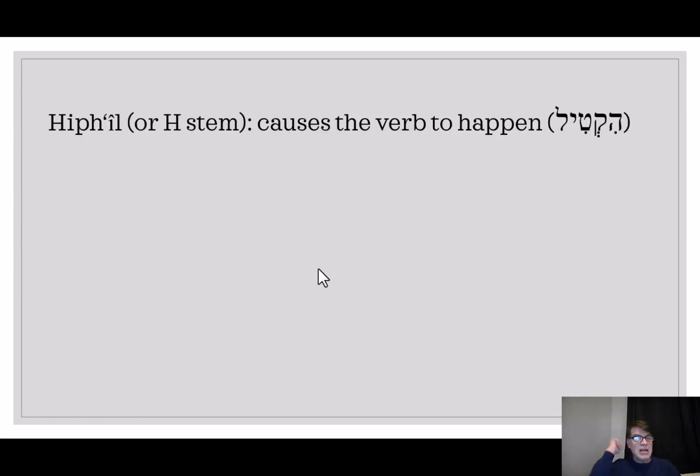The last two stems I want to highlight in this video, and again, these are just the perfect forms, is the hifil. We've seen this one. This is the causative stem. You cause to kill. We've already told you in previous videos that the key here is the hiric yod. That's the thing to look for. In the perfect, it also has an H on the front, and so calling it an H stem, I think, makes perfect sense. It's the causative stem.